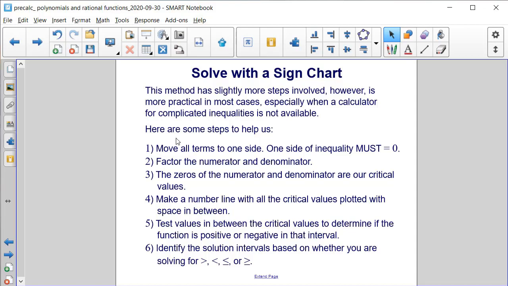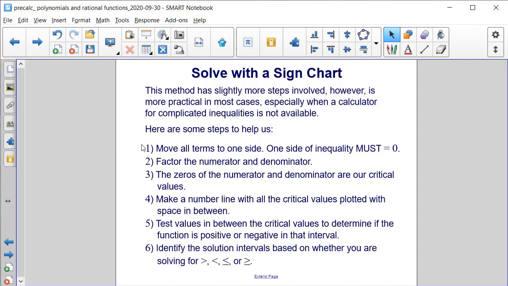So here are the steps that are going to help us. First step, move all of the terms to one side. This will make one side of the inequality have 0 in it. So you'll have some sort of rational function that is related somehow to 0.